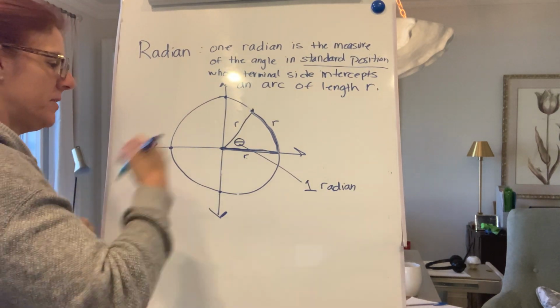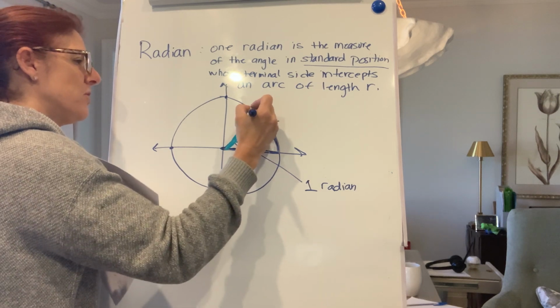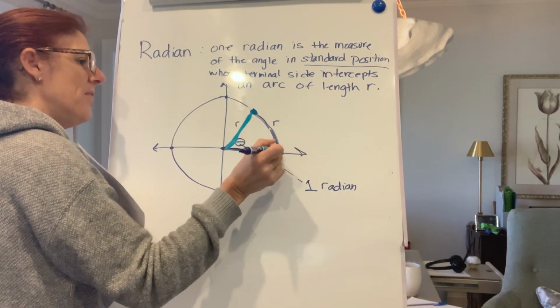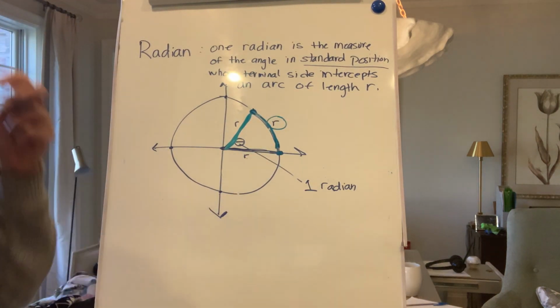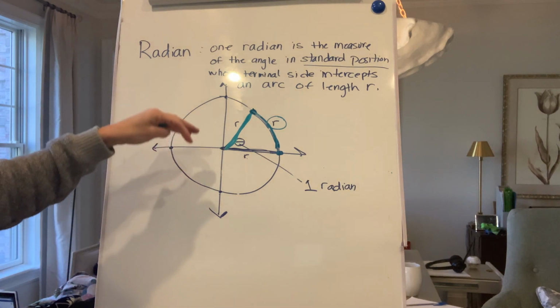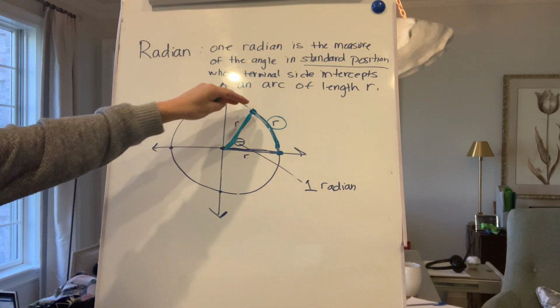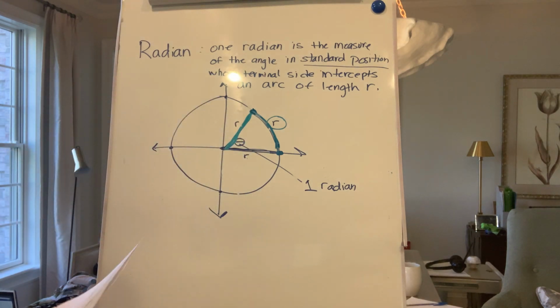So my terminal side here intersects this circle so that this arc has length R. All right, so depending on the size of the circle, or depending on the size of the radius, right, that is going to be at different lengths.